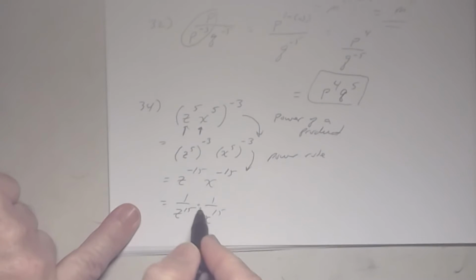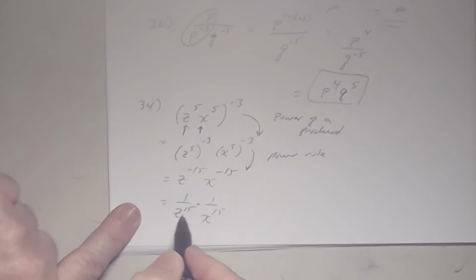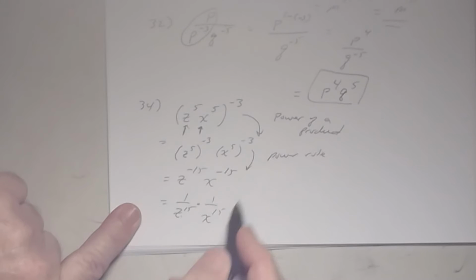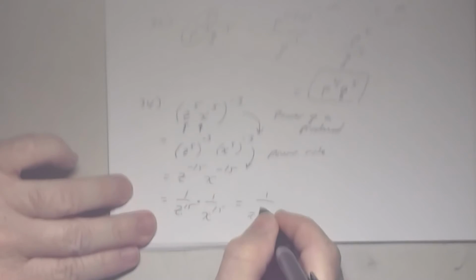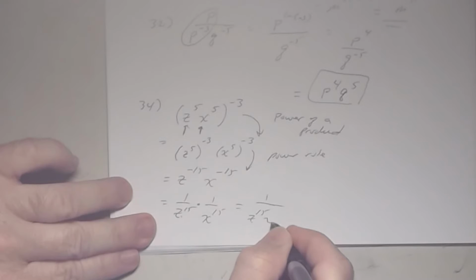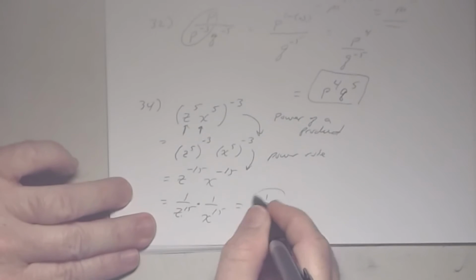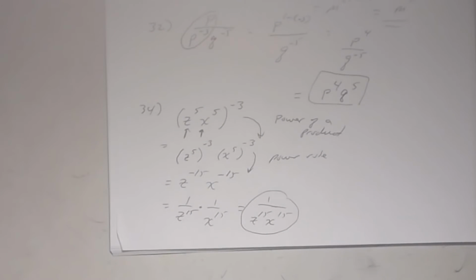Now remember, what's an operation that's right here that I'm pointing to? Multiplication. So now I have 1 over z to the 15th times 1 over x to the 15th, and all you do is multiply the numerators and multiply the denominators. What's 1 times 1? 1. And then the denominator is just z to the 15th times x to the 15th. There's your answer.